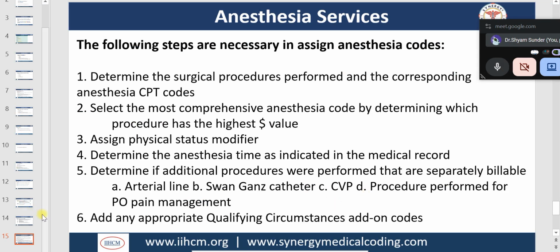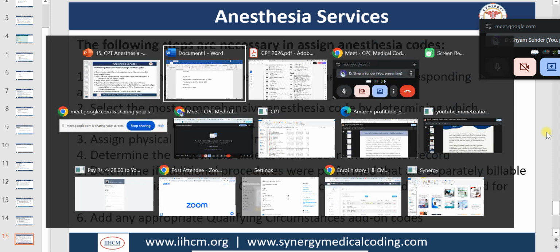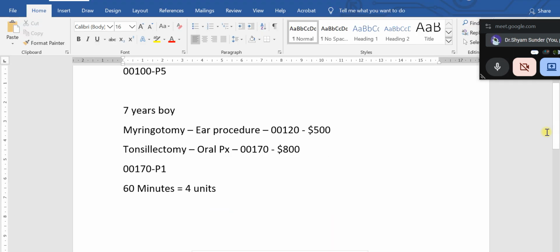So these are the steps. Point number two, where we are telling that if there are two procedures, let's say one is $500, the other is $800, we are counting the $800 value because it is higher. Yes. So can you go to the slide, please, sir?